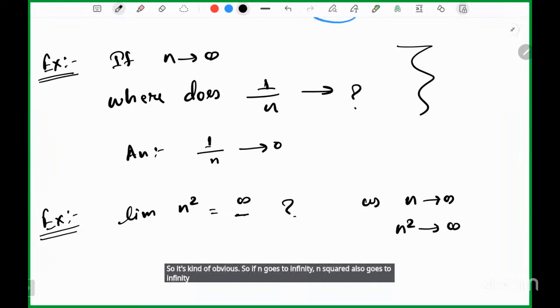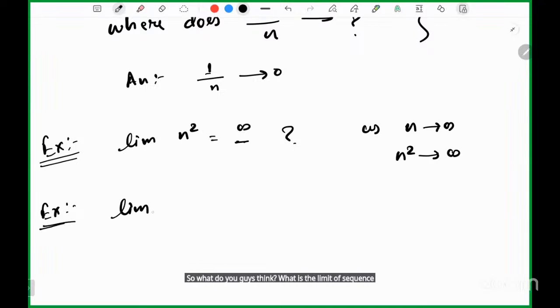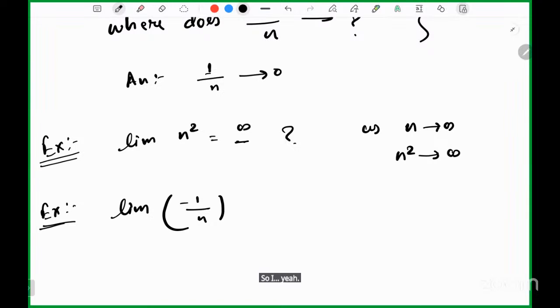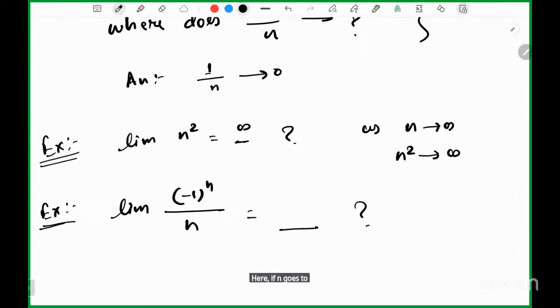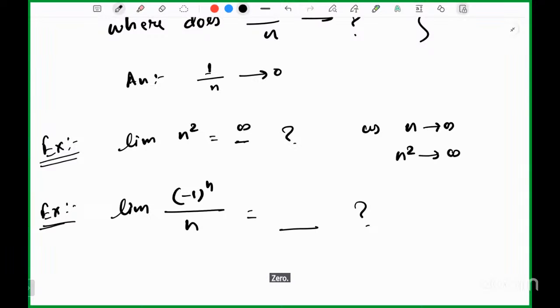Now let me ask you one more question. What do you guys think is the limit of the sequence minus 1 to the power n, divided by n? If n goes to infinity, what value do you think this term will go to? 0, right? Why is it 0?